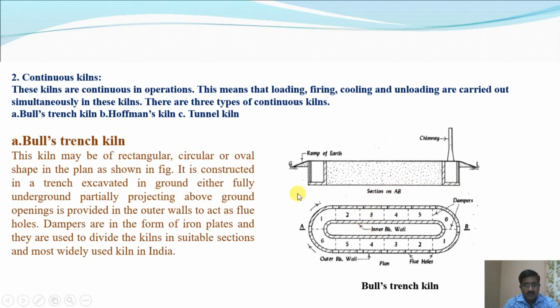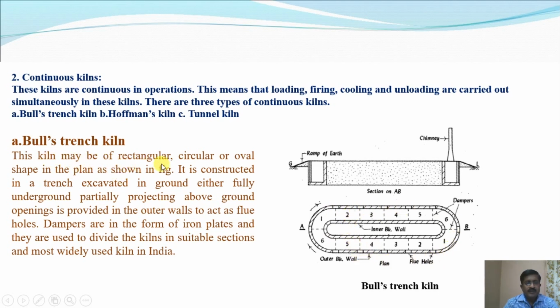You can see the arrangement is like this, in a circular or oval format. You can see the brick arrangement: the inner brick wall is there, the outer brick wall is there. Dampers are also provided there. This is the chimney provided here. A ramp or path is provided for the loading and unloading of the material. And these are the flue holes. So this may be a circular, rectangular or oval shape.